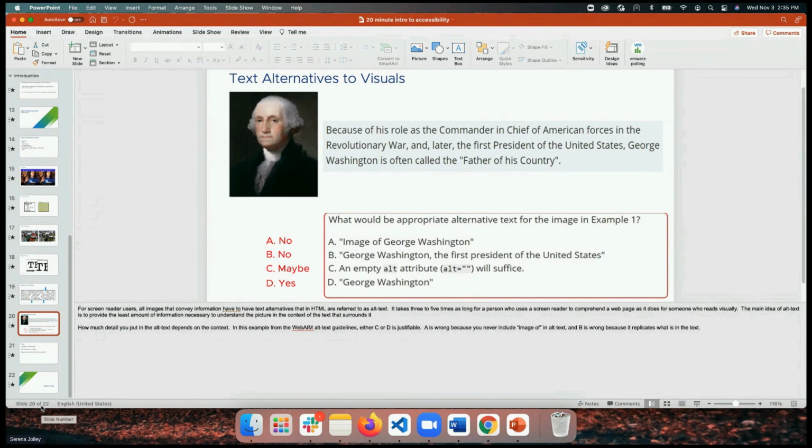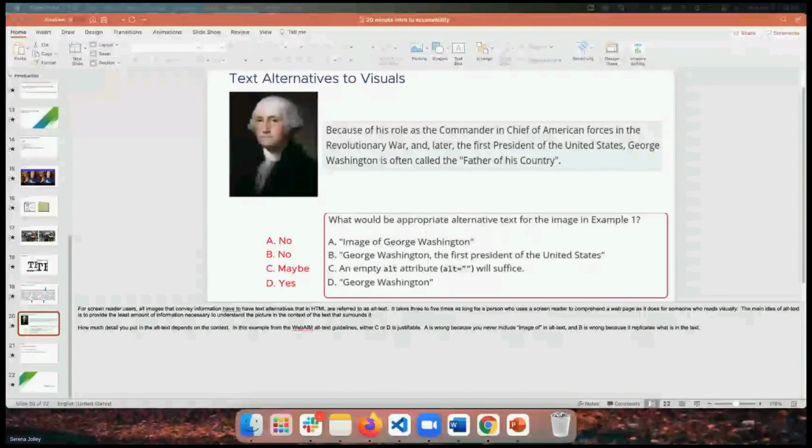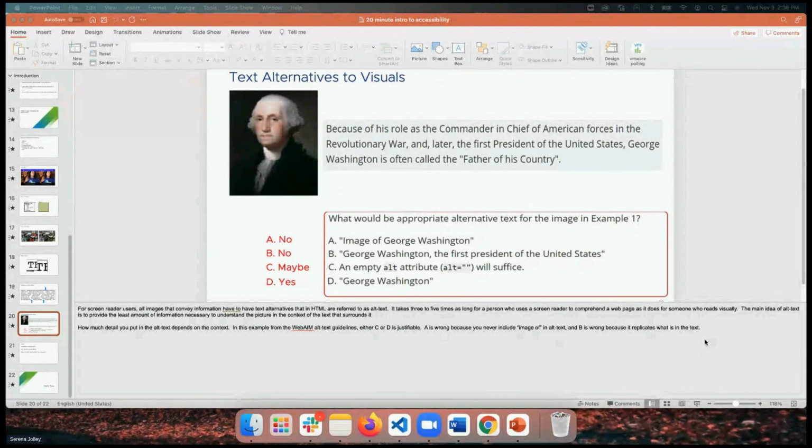So I've got some examples here of some potential things that you could call this graphic. And it's a picture of George Washington with text because of his role as the commander in chief of American forces in the Revolutionary War. And later, the first president of the United States, George Washington is often called the father of his country. So is "image of George Washington" good alt text? And the answer is no, because you never need to say "image of" or "picture of." The screen readers take care of that for you because it informs the screen reader user that it's a graphic.